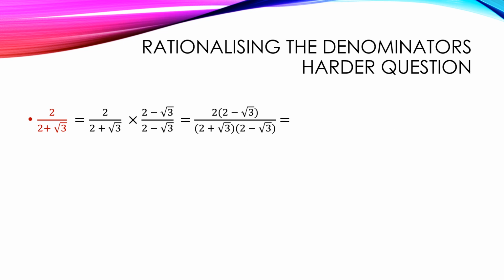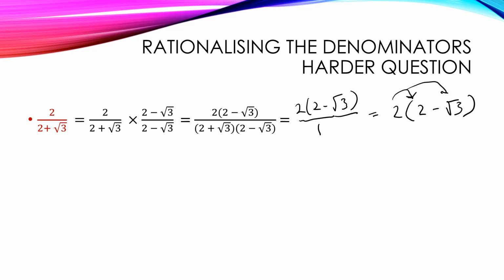So now we have worked out the bottom, which is 1, and the top is going to be 2 minus square root of 3. This just simplifies to 2 minus square root of 3. You can leave it like this if you want, or you could go further and expand the bracket, multiplying this by this and this by this. That will give you 4 minus 2 square root of 3, and that will be your answer.